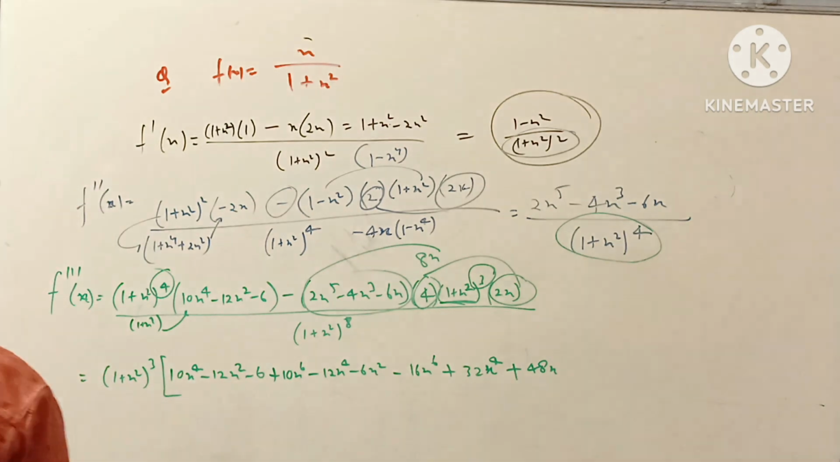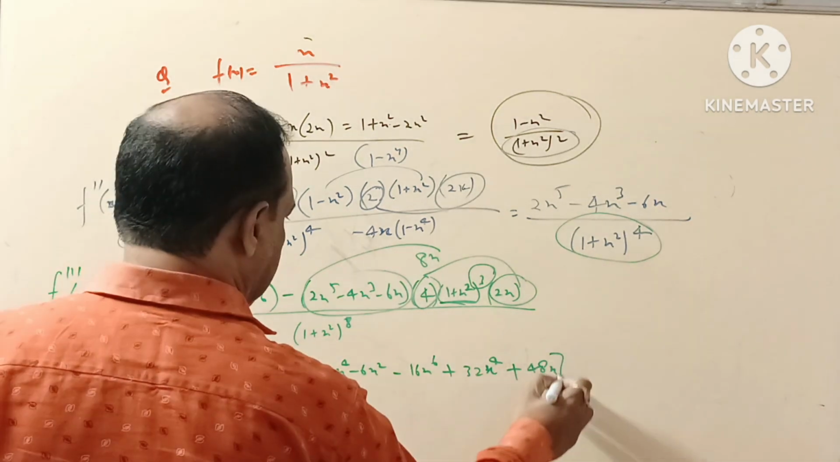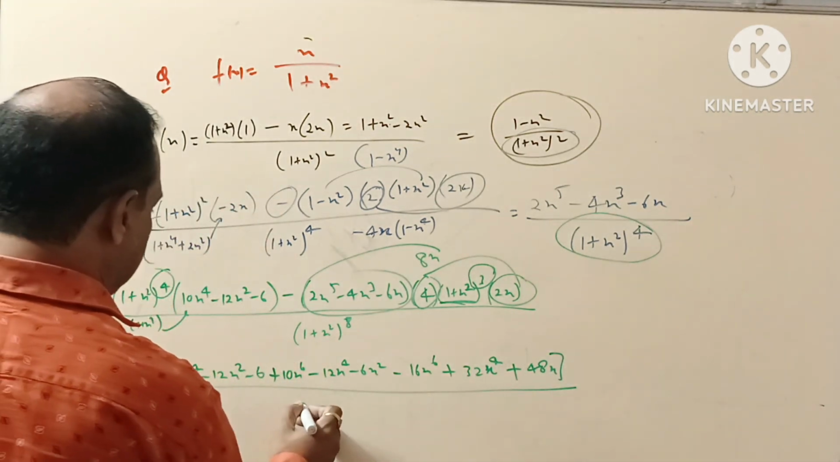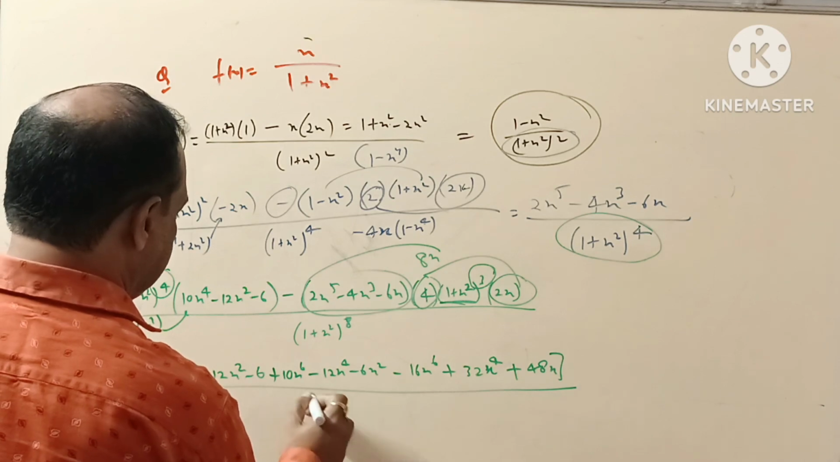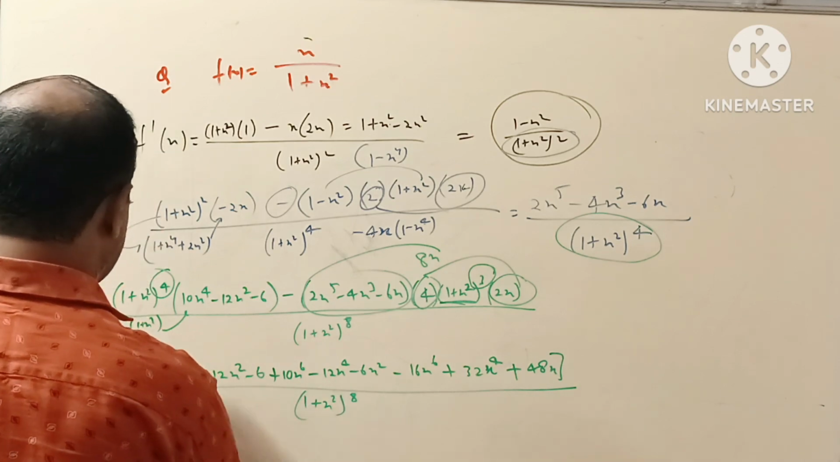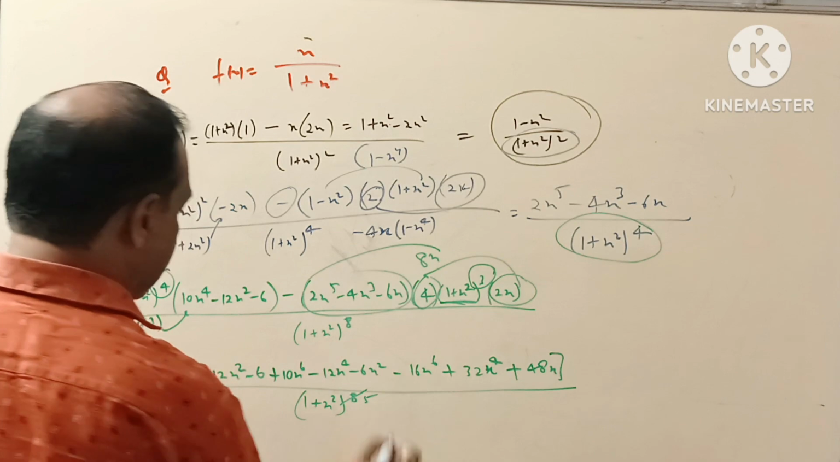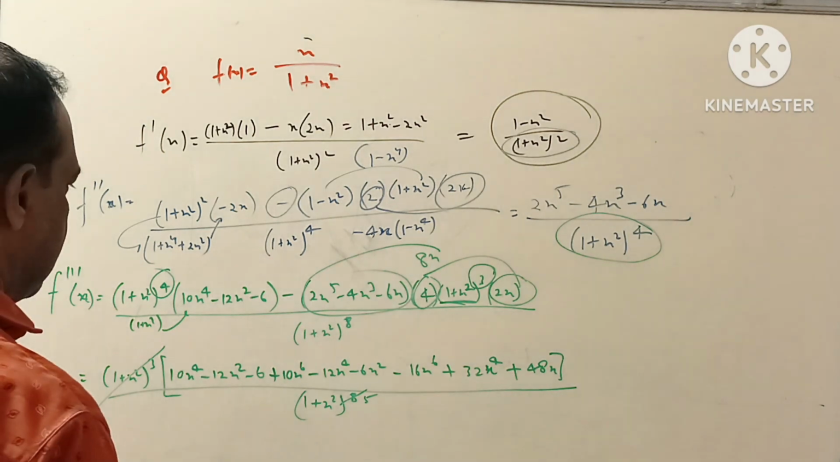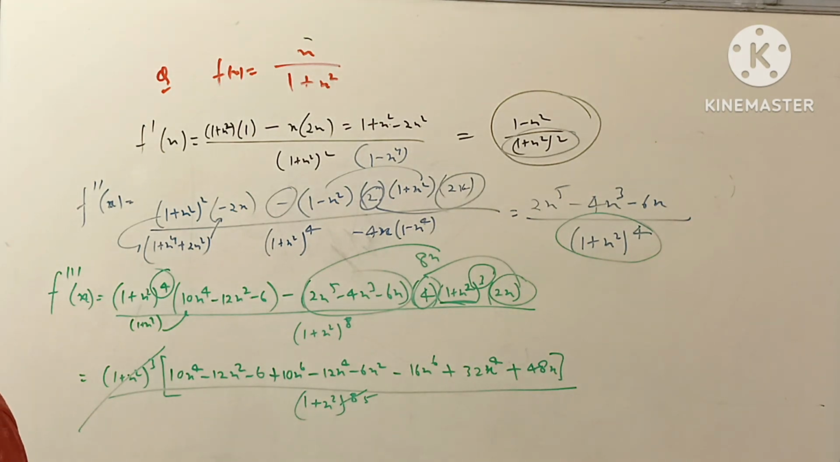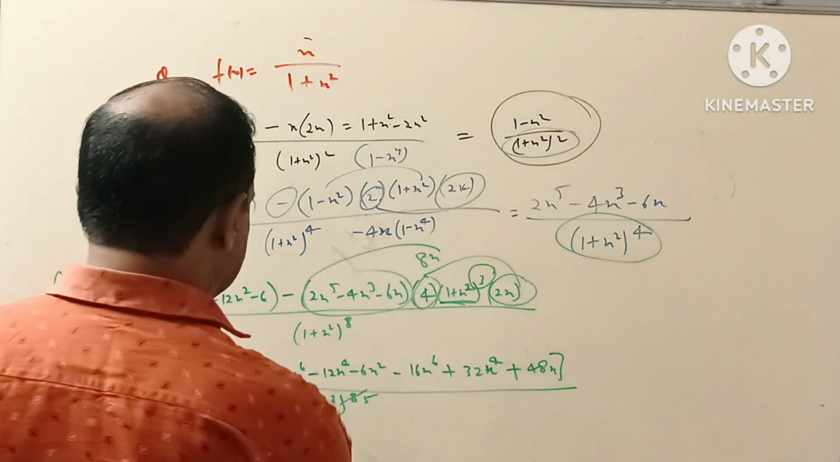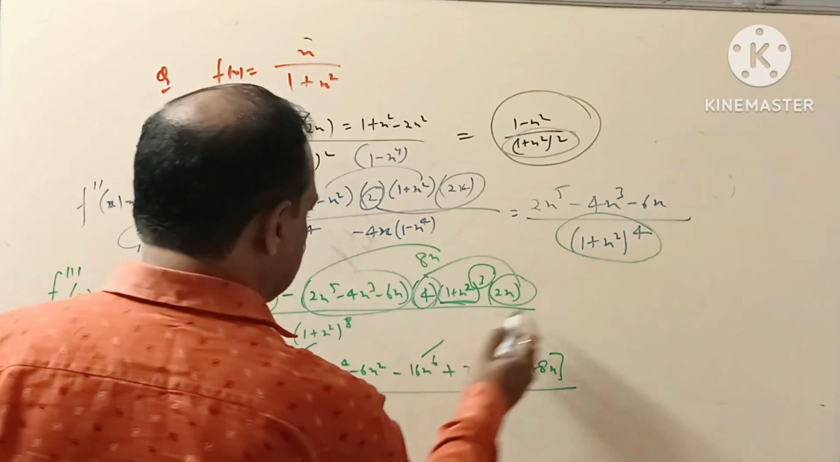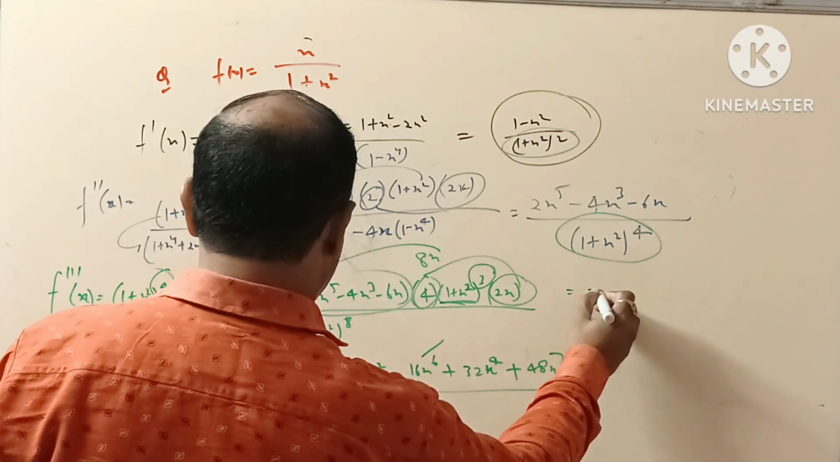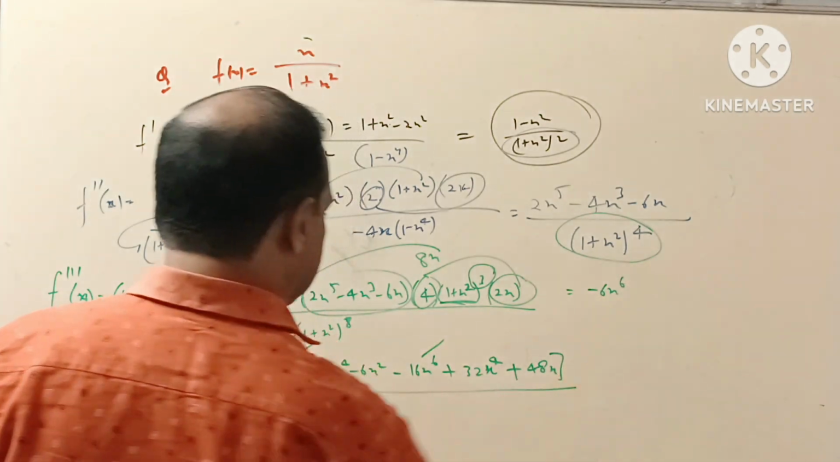Okay, now this is all here. And in the denominator, I have 1 plus x square whole raised to power 8. Now this 8 will get cancelled by this, and you will be left with 5 here. Now what is left here is 10x raised to power 6, the highest degree. So 10x power 6 and 16x power 6 will give us minus 6x power 6.